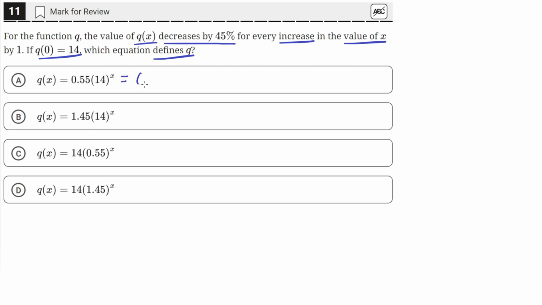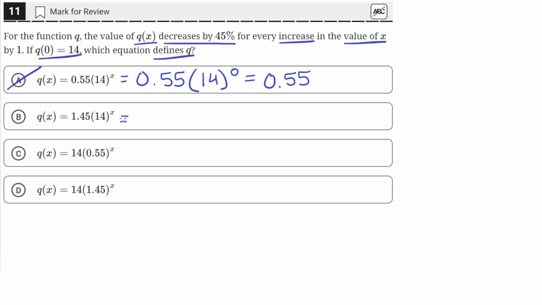So let's just plug in x equals 0 into all of these answer choices. So for the first one, when we plug in 0 for the value of x, 14 will be raised to the power of 0. And so 14 raised to the power of 0 is just 1, since anything raised to the 0 power is just 1. So we'll just be left with 0.55, which is not equal to 14, like the problem statement said it should be. So answer choice A is incorrect.